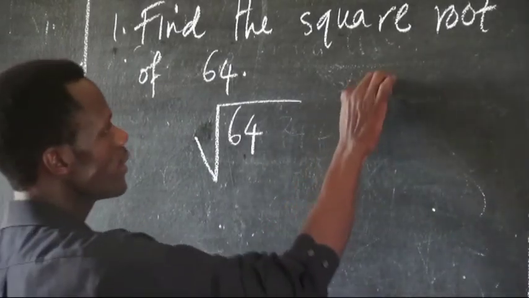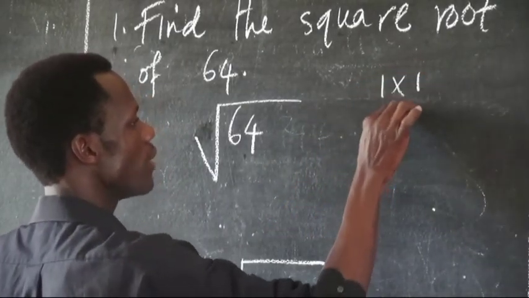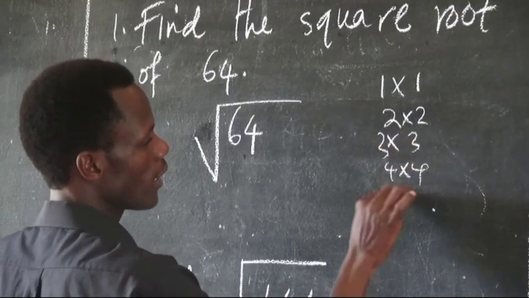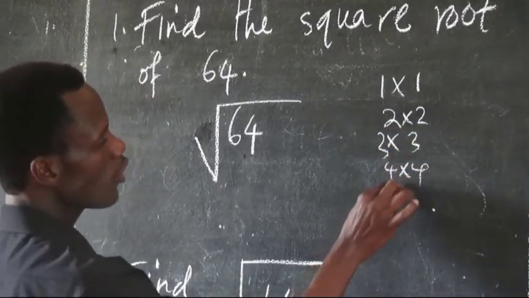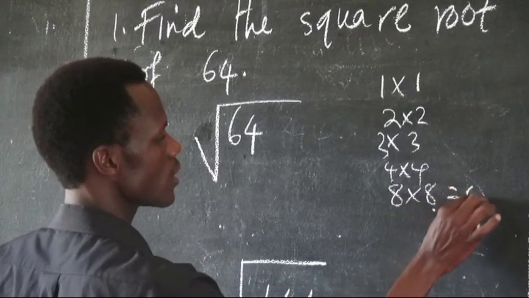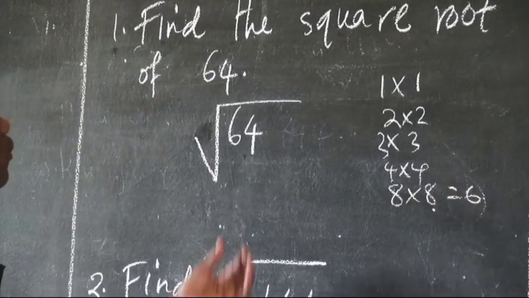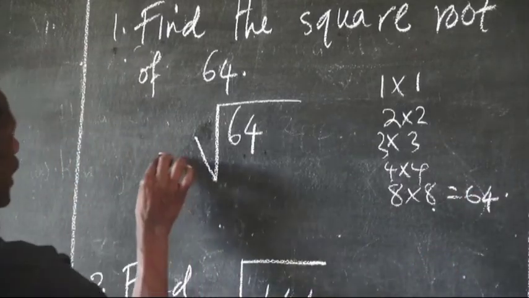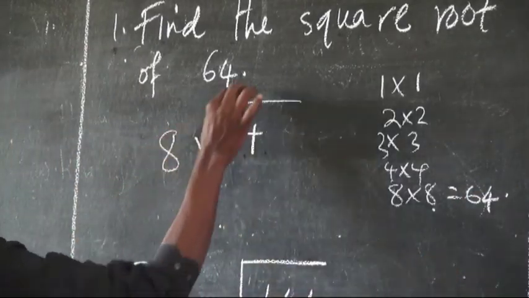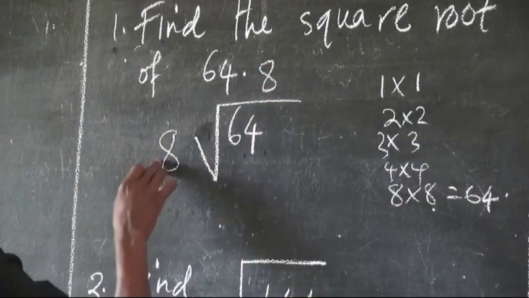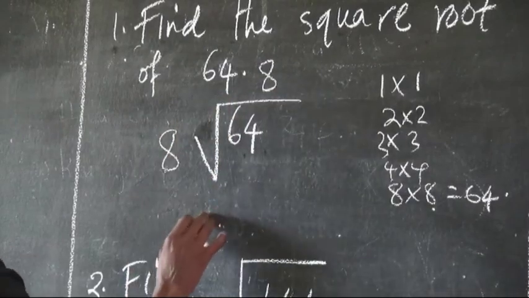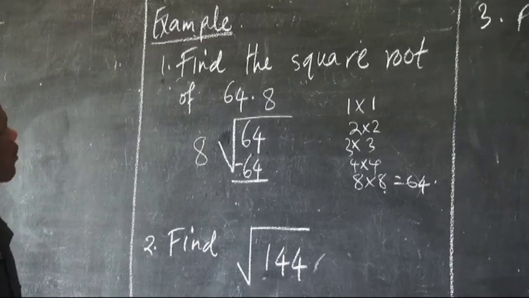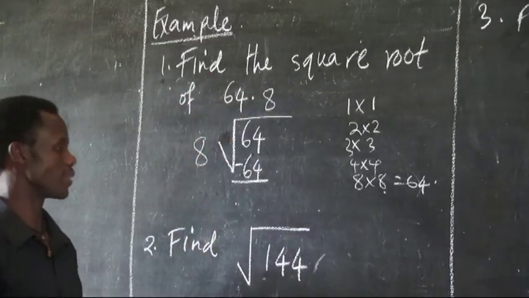So we start with 1 times 1, then 2 times 2, then 3 times 3, then 4 times 4, then 5 times 5, until you get 8 times 8 is equal to 64. Now remember, we just want to find out 64. So it is 8 times 8 is equal to 64. Now 8 should be written here and the other 8 should be written here. But for the product of numbers which have the same quantities, we just write it here. Now the answer is 8. Now the square root of 64 is equal to 8.